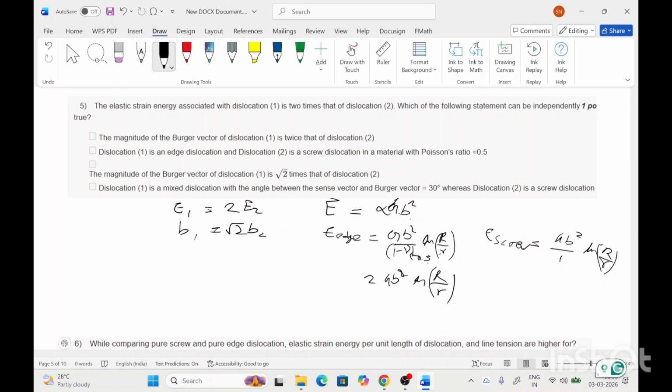So we can write that E edge equals twice E screw if the Poisson's ratio is 0.5. So we can say dislocation 1 is an edge dislocation and 2 is the screw dislocation. So B and C is the correct answer.